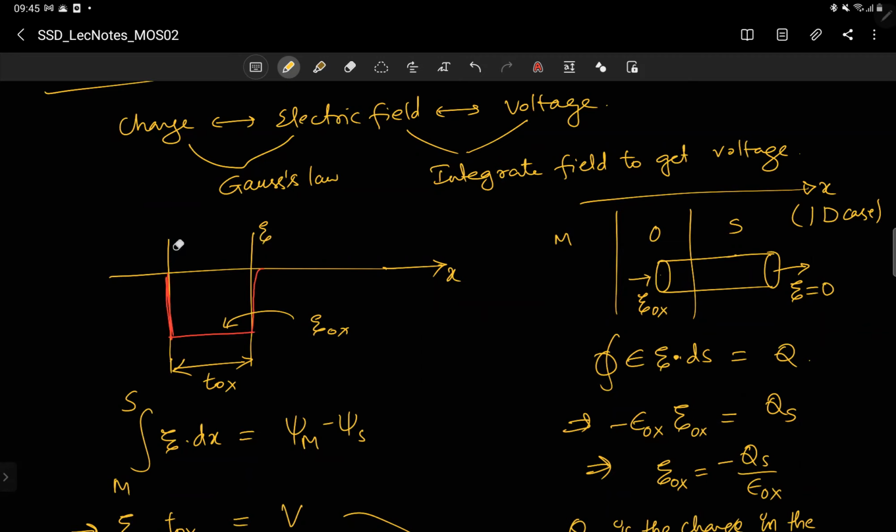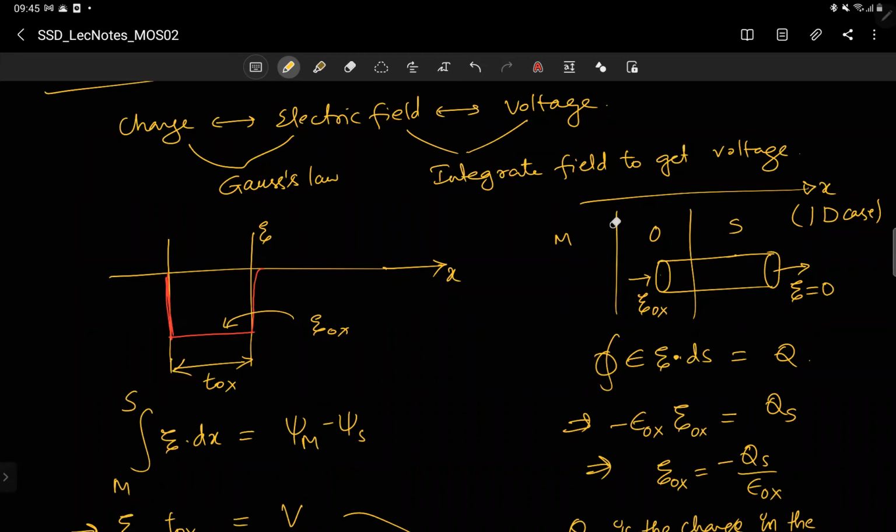This is how the electric field picture is. We have just redrawn it here, and this thickness is T-ox, and this value is E-ox, the electric field inside the oxide. So what is the value? How do you relate E-ox to charge? Field to charge, from Gauss's law. For the MOS junction, take a 1D case, so things vary only in the x direction.